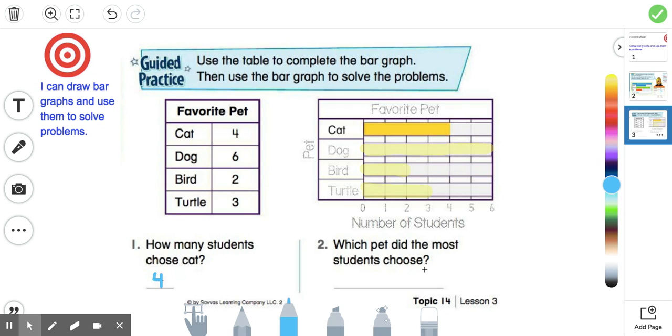The next question is, which pet did the most students choose? Now, when you're looking at a bar graph, you just have to look at which one is the longest, and that'll tell you the most. So looking here, I see it's longer than the cat or the bird or the turtle. So I know that the dog is the longest. Dog. Great.